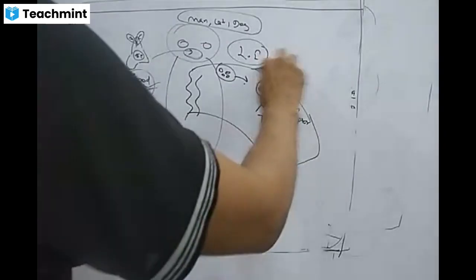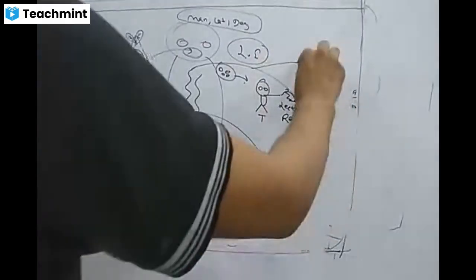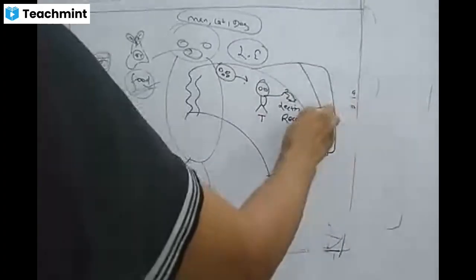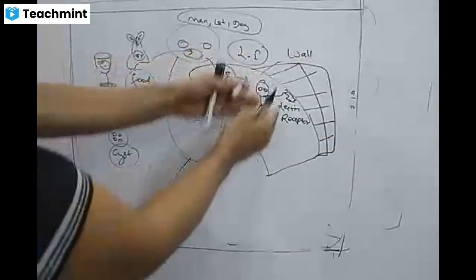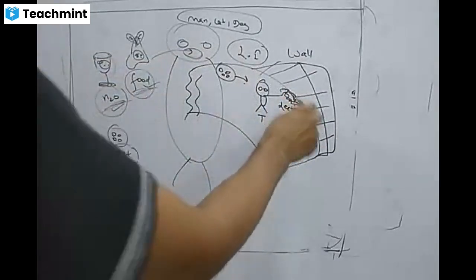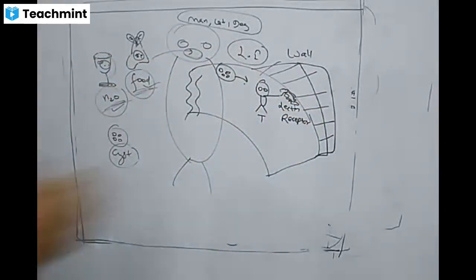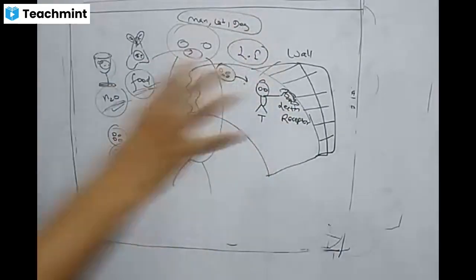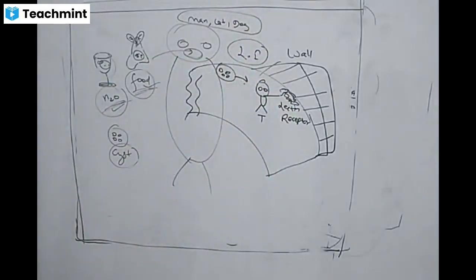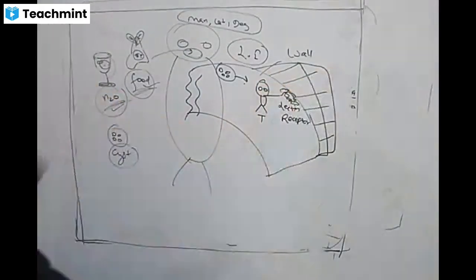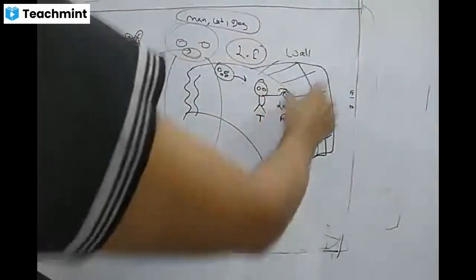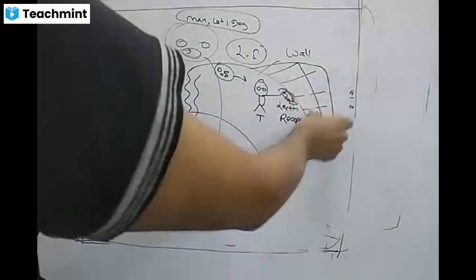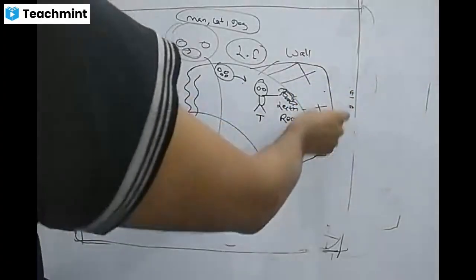Because of this receptor, it will attach with this intestinal wall. Suppose this is the wall. So the trophozoite attaches with the wall. This trophozoite is known as the pathogenic form because this is the trophozoite responsible for pathogenicity. Once it attaches itself with the wall, it starts eating the wall.